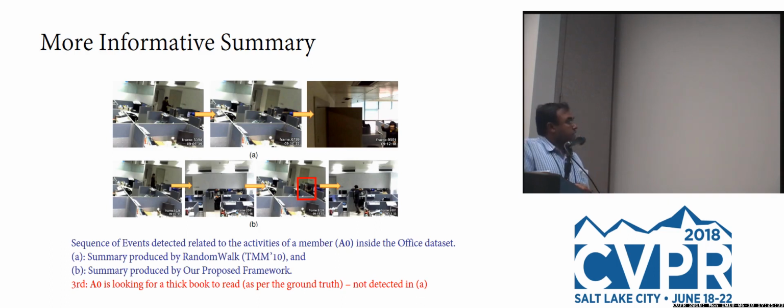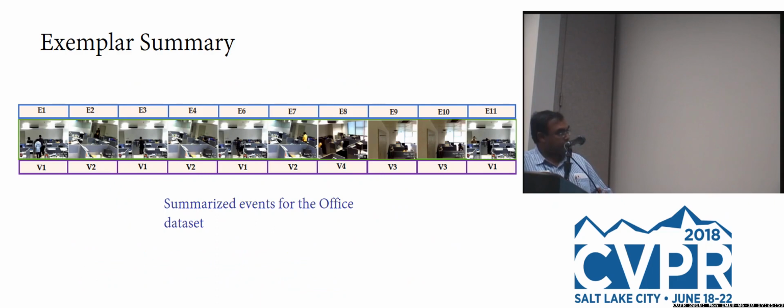Here are some results on the multi-camera summarization aspect. I'll show you a video in a minute. So one of the things that we see over here that was missed in previous approaches was that there's something happening over here. So a person was looking for a book to read, and that was missed in the summaries.